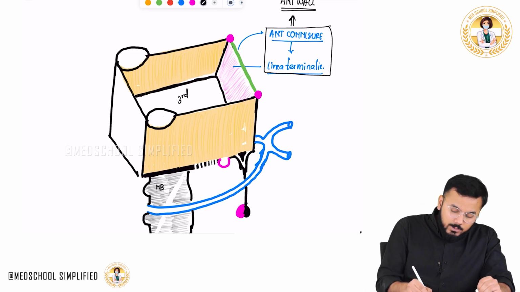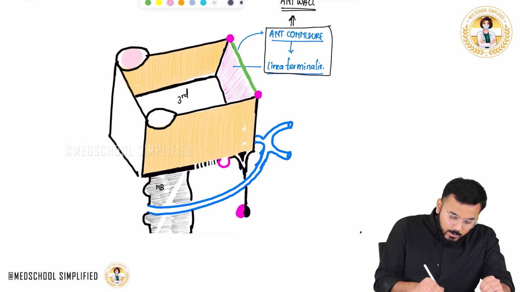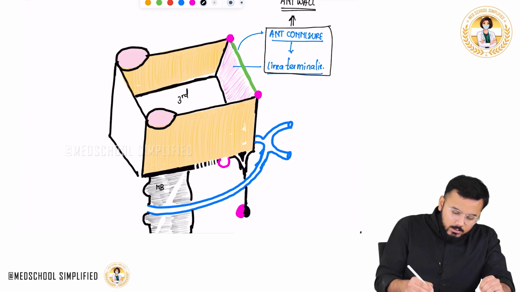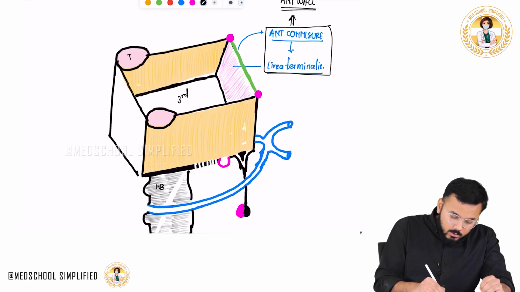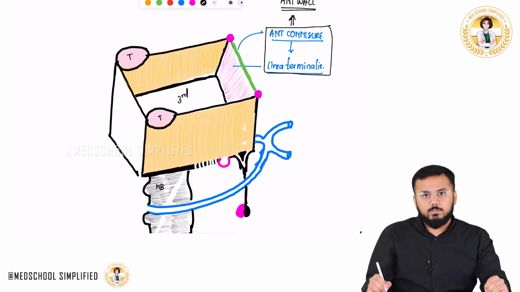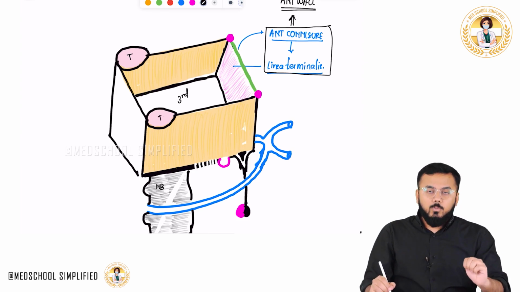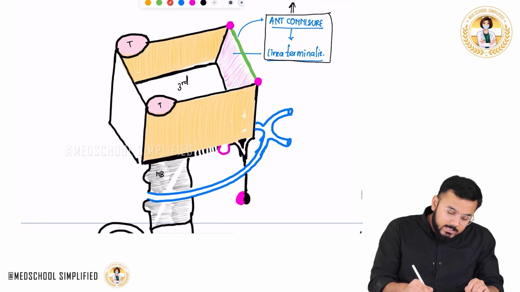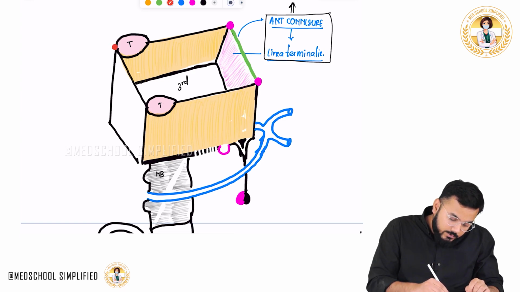So this structure, which I'm putting T in the center, let me just highlight this part. See, this part is called your thalamus. This part over here in the center is called your T. T stands for thalamus.